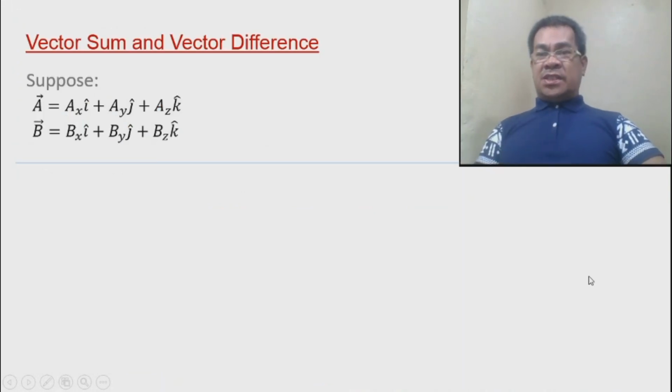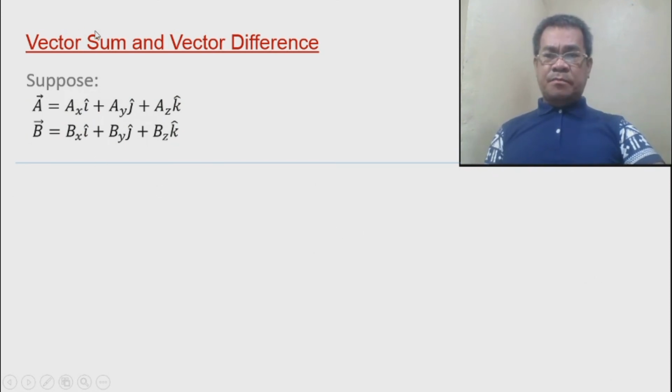Okay, let's proceed to the vector sum and vector difference. When we say vector sum, it should be combining with positive. Then vector difference is when you have to subtract the two vectors.